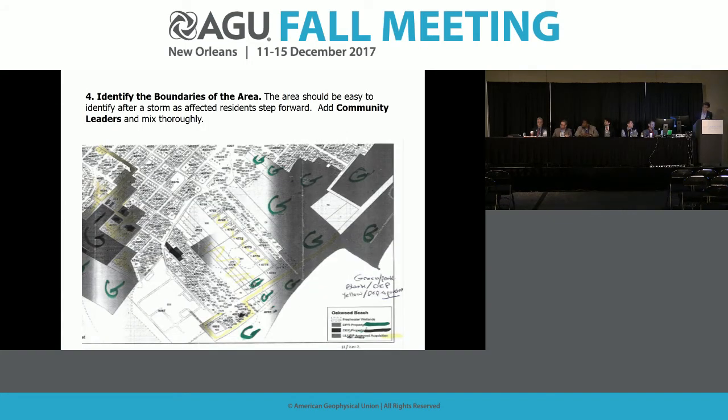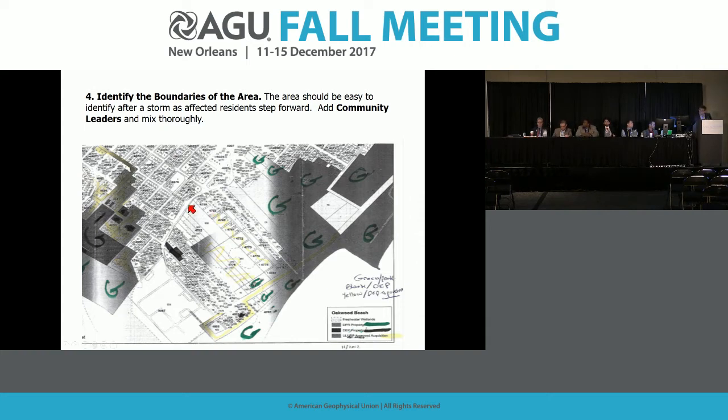So then we identified the boundaries of the area. The area should be easy to identify after the storm as affected residents step forward, add community leaders, and mix thoroughly. And again, we were very fortunate because we had 8 committee members, and out of the 185 homes, I don't think there was one family that didn't know at least 2 or 3 committee members. So that helped to build trust, and that was, as I told you, one of the most important ingredients.